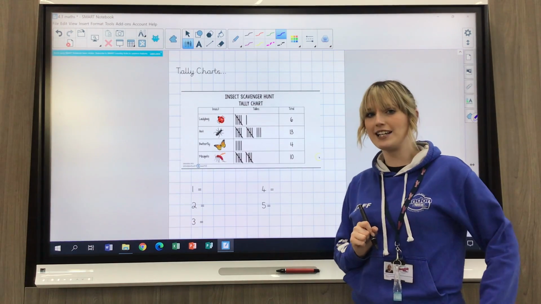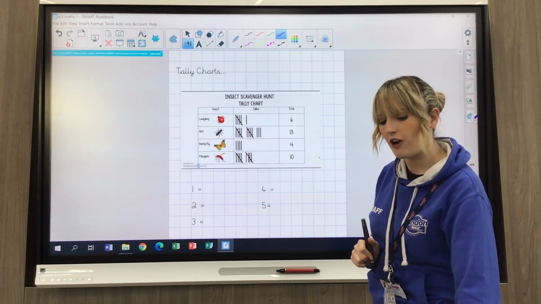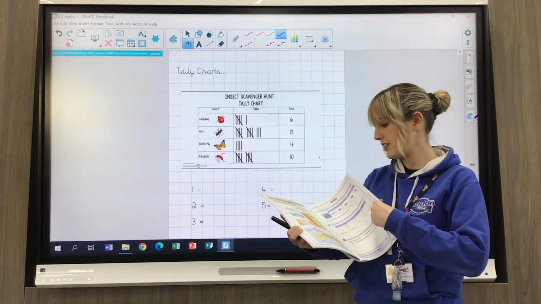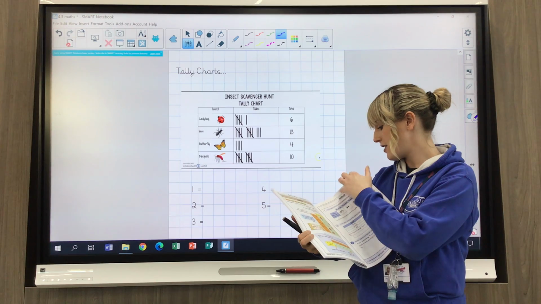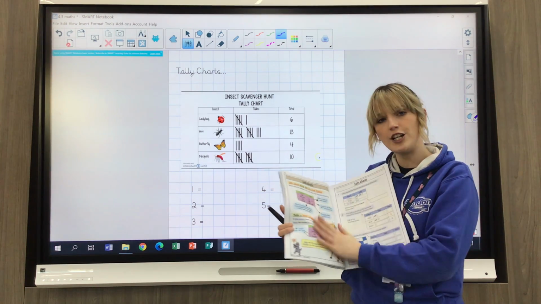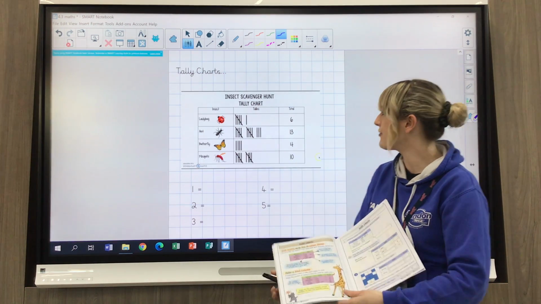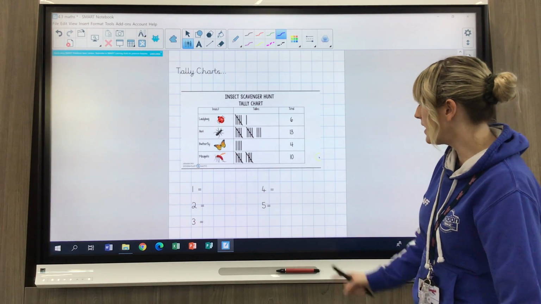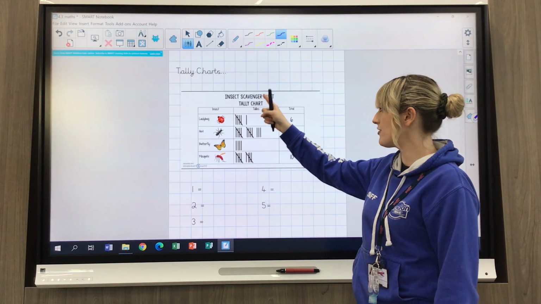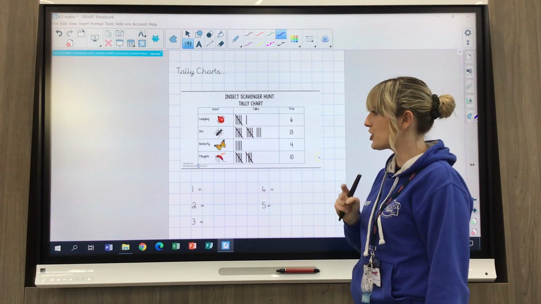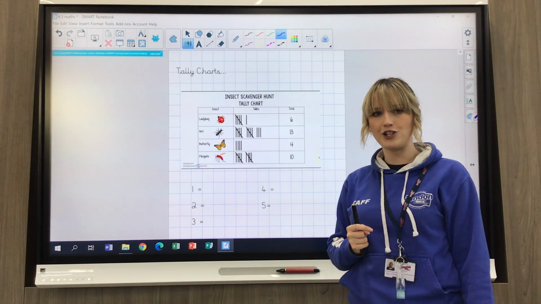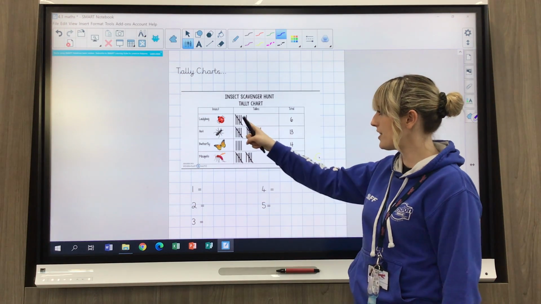Okay, on to tally charts then. And these are on page 72 and 73. So on page 72, you've got a learning page as normal, and then you've got your questions on 73. So here we've got the insect scavenger hunt. We've got a tally chart. So when we're doing tally charts, we have tally marks, which are these here.